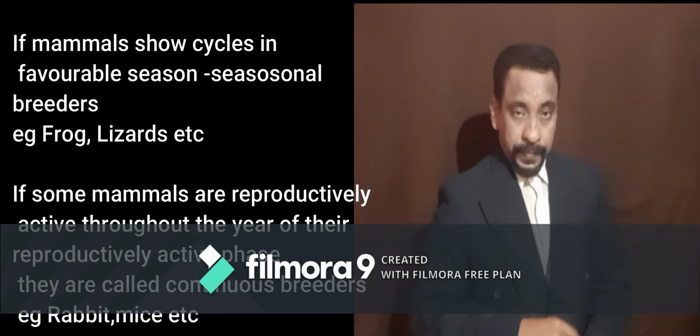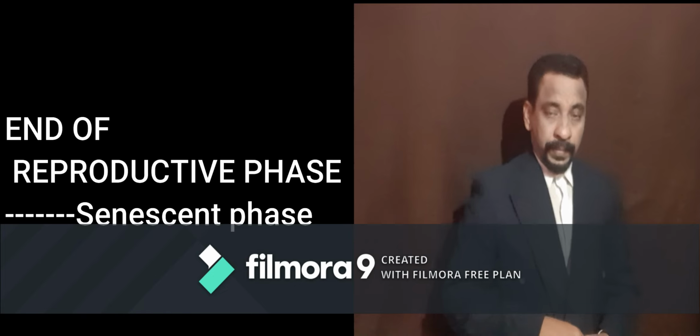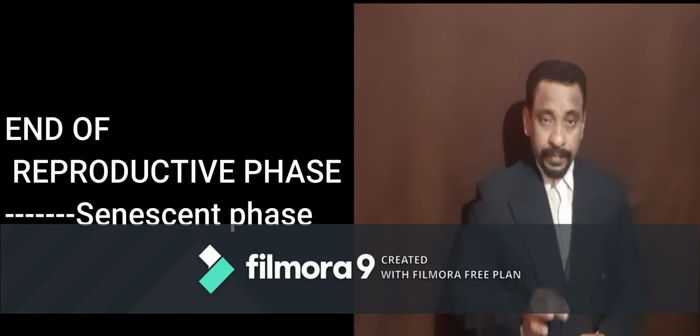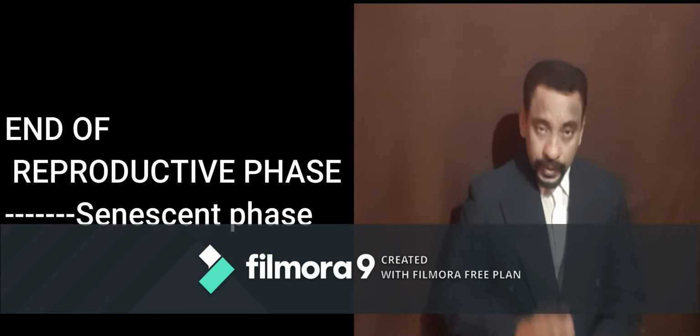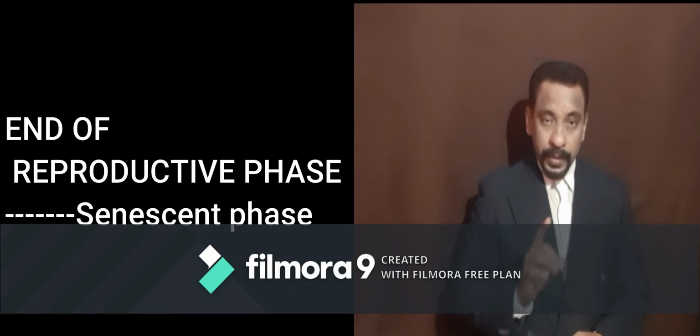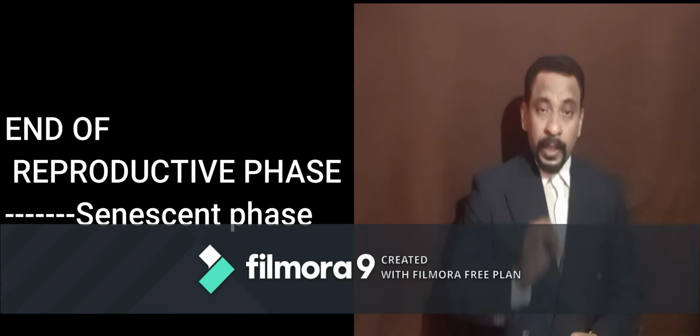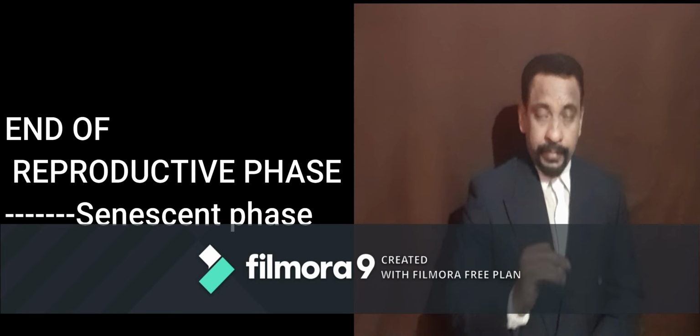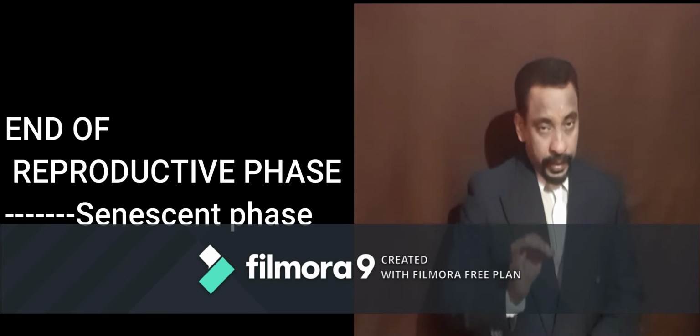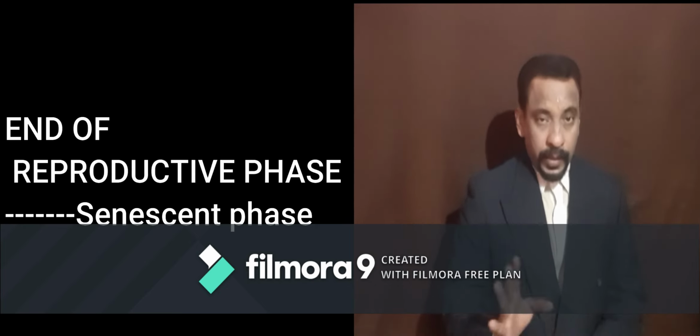So it is clear. We can say that the end of the reproductive phase is called senescence or old age. Senescence is the period between reproductive maturity and death. It leads to the death of an organism.